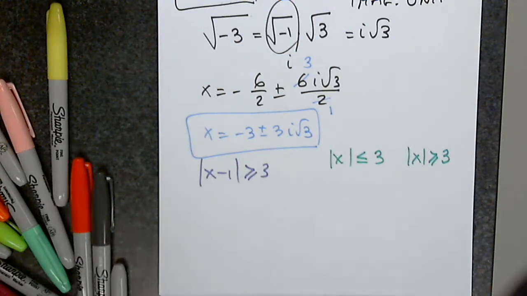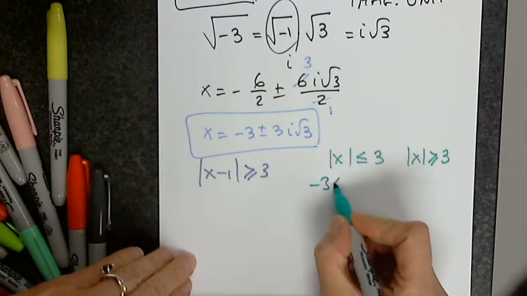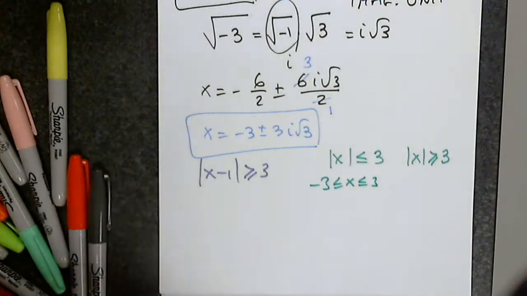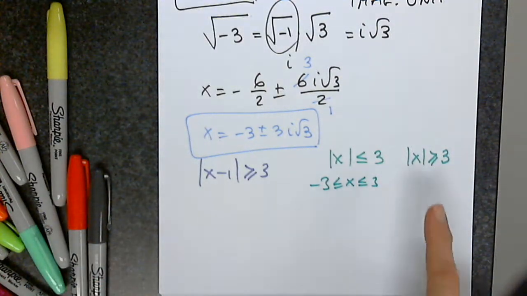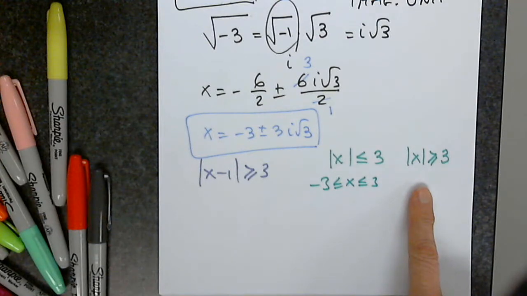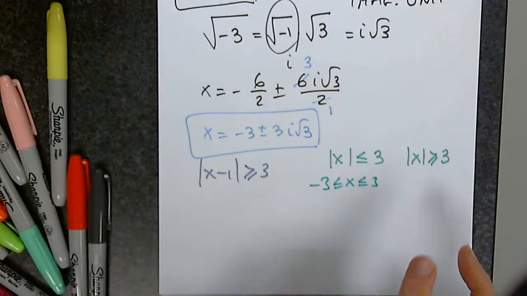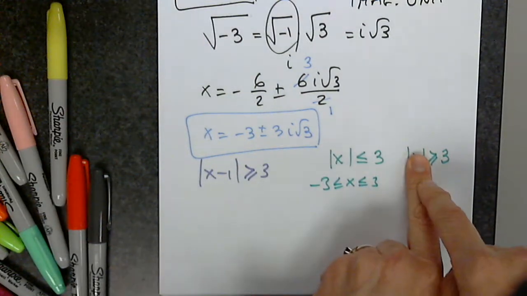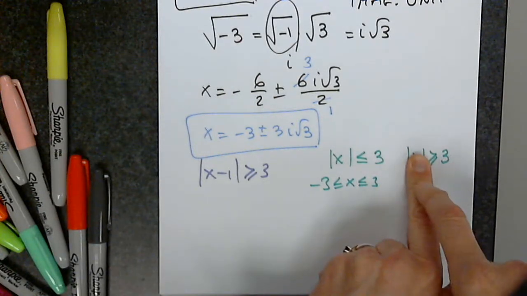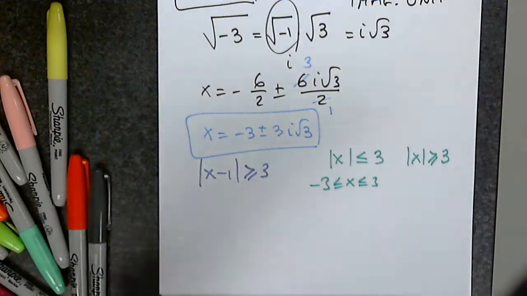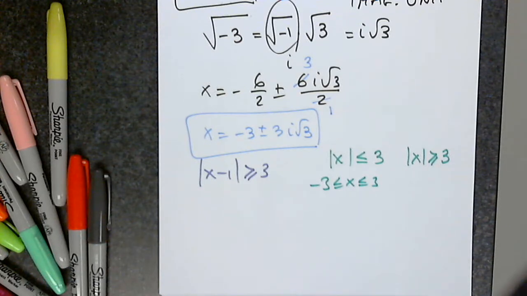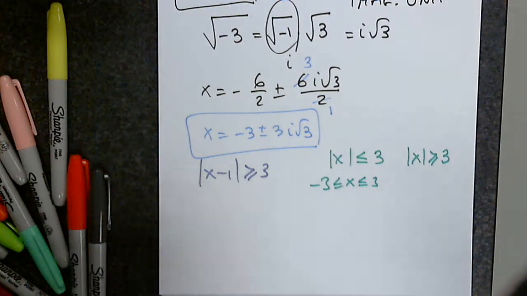That's all I wanted you to say. So then this is negative 3 less than or equal to x less than or equal to 3. Awesome. Now let's identify this one. This one says find numbers x whose distance from 0 is 3 units or more. Exactly. That's the answer. Outside.